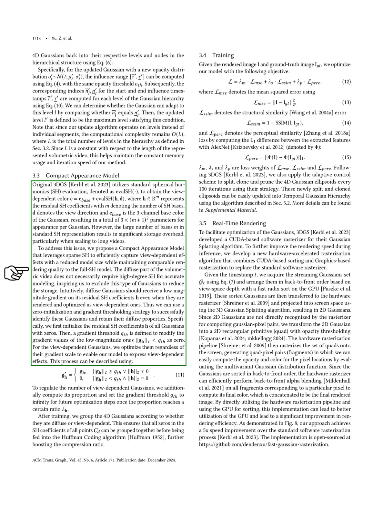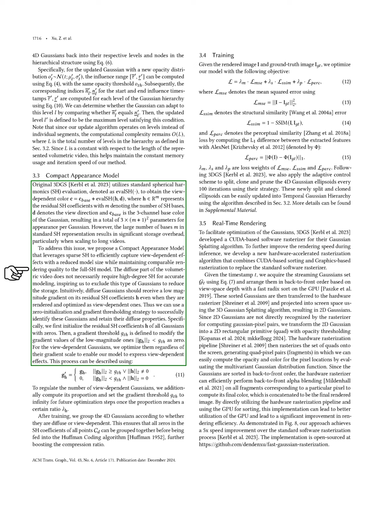Next, we address the storage overhead caused by the large number of spherical harmonics used in the original 3D Gaussian splatting model. To tackle this, we propose a compact appearance model that uses sparse spherical harmonics to efficiently capture view-dependent effects while reducing model size. We note that the diffuse part of the volumetric video does not need high-degree spherical harmonics for accurate modeling, so we exclude these Gaussians to save storage.